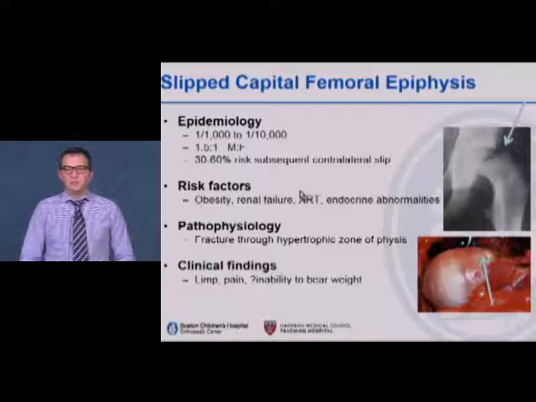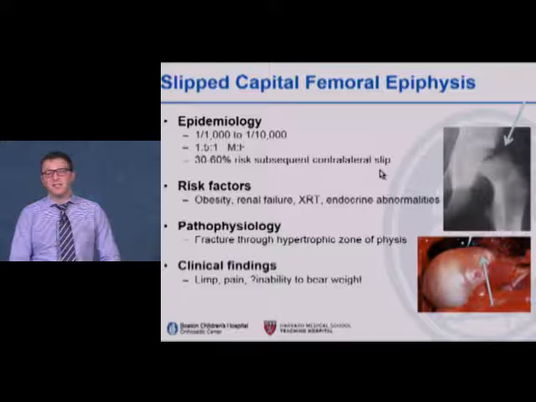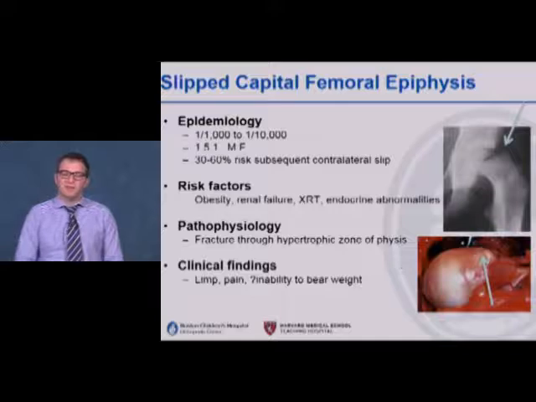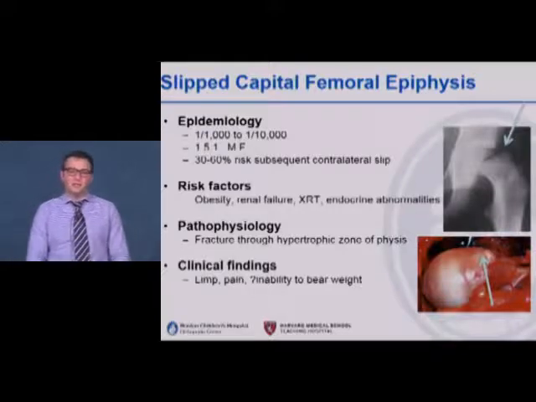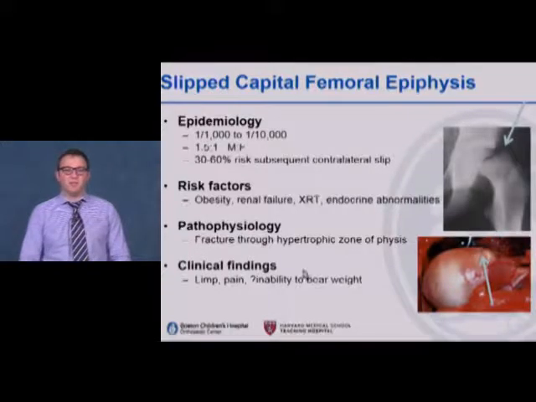This is a problem. Slipped capital femoral epiphysis happens slightly more in males than females. There's a high risk of having a recurrent slip on the other side, and that risk is really directly related to the age of the first slip. The risk factors are obesity, renal failure, and endocrine abnormalities. And it seems to be a fracture through the hypertrophic zone of the physis. And the problem is the clinical features are fairly subtle. Limp, dull pain, and then eventually it gets much worse and they have inability to weight bear.